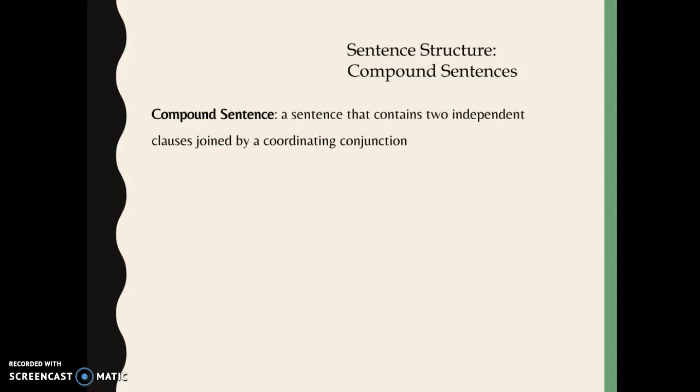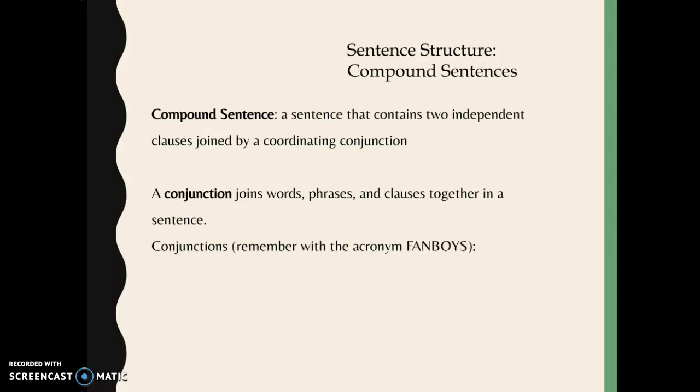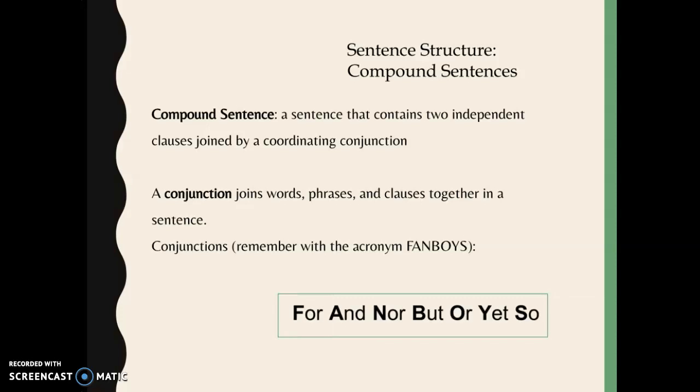Sentence structure, compound sentences. A compound sentence is a sentence that contains two independent clauses joined by a coordinating conjunction. A conjunction joins words, phrases, and clauses together in a sentence. Conjunctions, remember the acronym FANBOYS: for, and, nor, but, or, yet, so. FANBOYS.